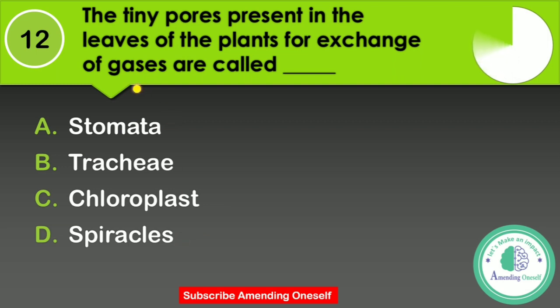Listen to the question. Read the question carefully. The tiny pores present in the leaves of the plant for exchange of gases are called. Four options, one correct answer. Select carefully.